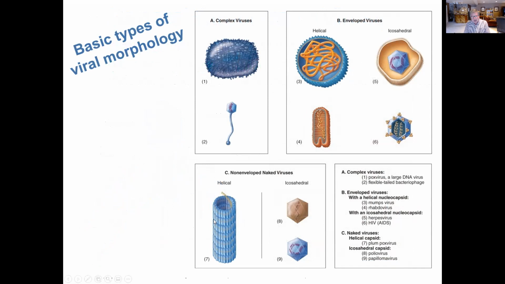So in review, here's a nice figure 6.10 in your book, that looks at, again, those special groups of complex viruses, the pox and bacteriophage categories. And then this reviews, of course, the enveloped viruses, whether they're helical or icosahedral, and then some non-enveloped naked viruses, which could also be icosahedral or helical, just lacking the outer envelope, right? And this just sort of breaks down those various categories and gives you some examples.